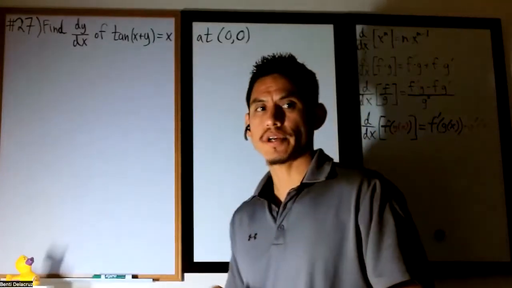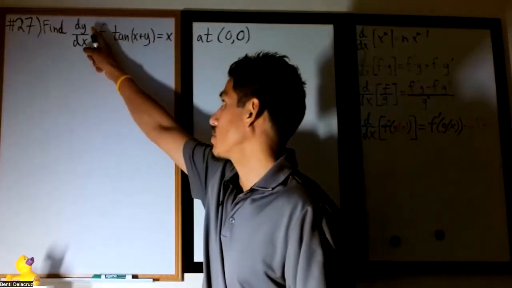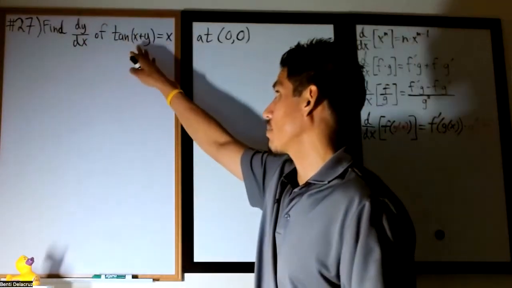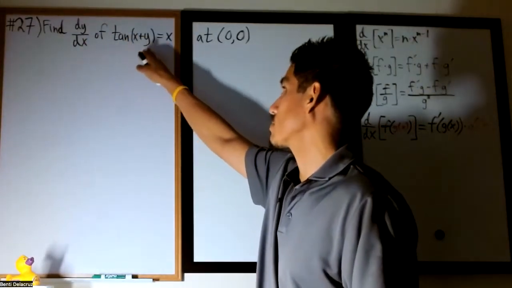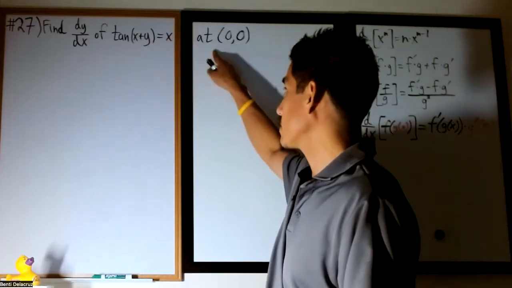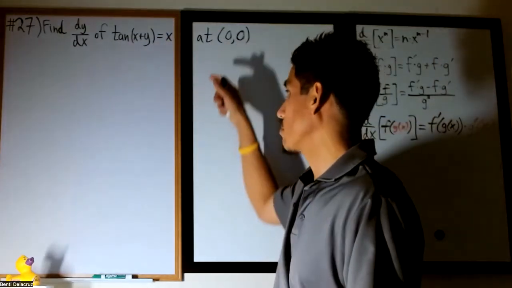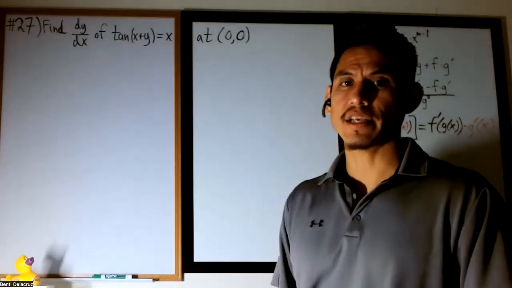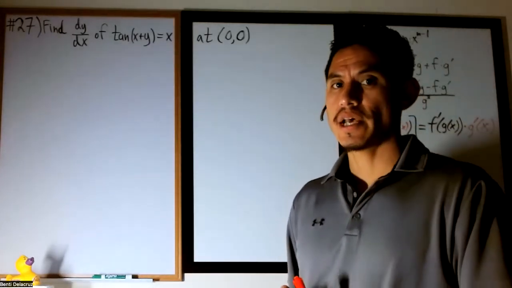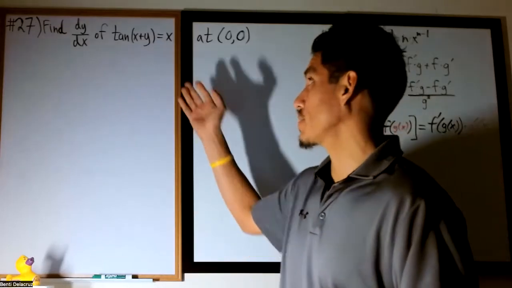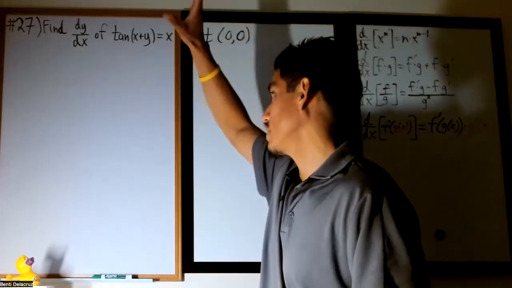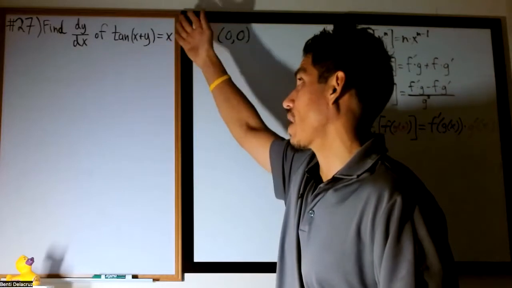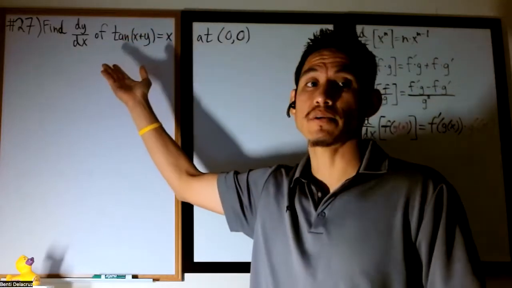All right, so here we're going to find the derivative of y with respect to x of the equation tangent of x plus y is equal to x at the point (0, 0). For this problem, we're going to need to apply a technique of implicit differentiation, and that's because we don't have y in terms of just x. We don't have what we say is an explicit equation for y.